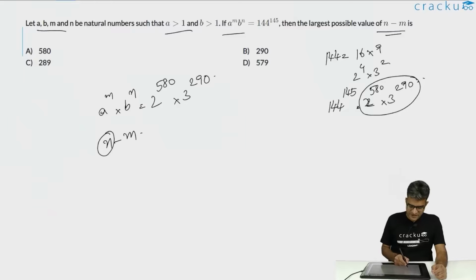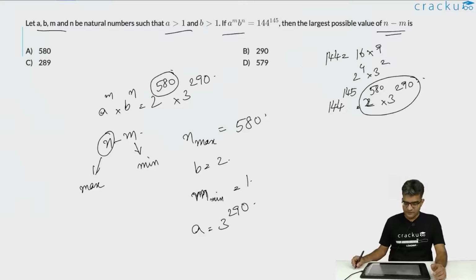And what is the minimum value of m? The minimum value of m will be equal to 1, and this will happen when a is equal to 3 to the power 290. Therefore, the maximum value of n minus m will be 580 minus 1, which is equal to 579.